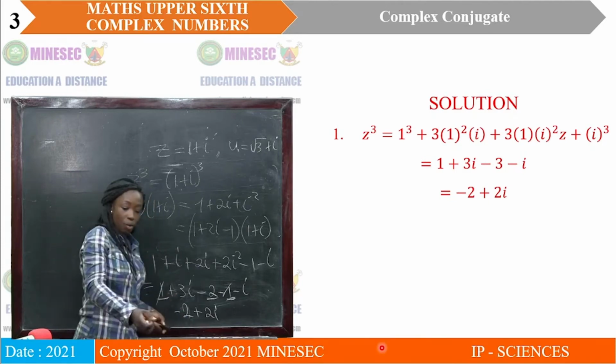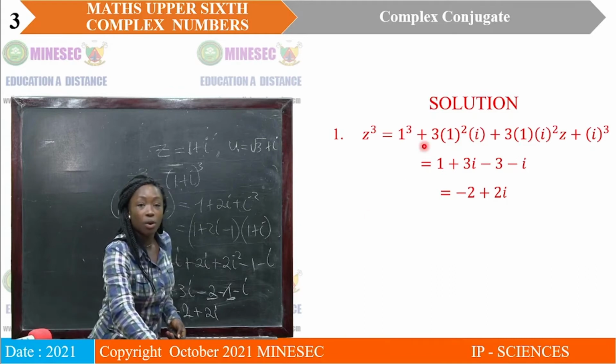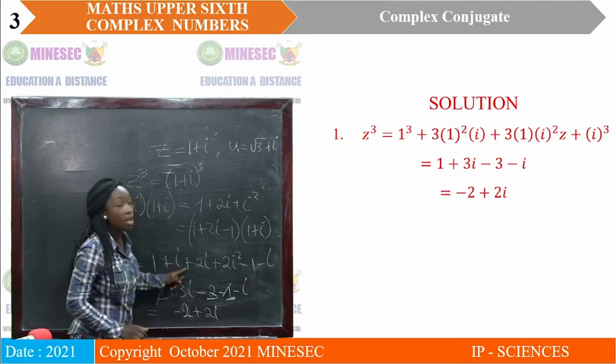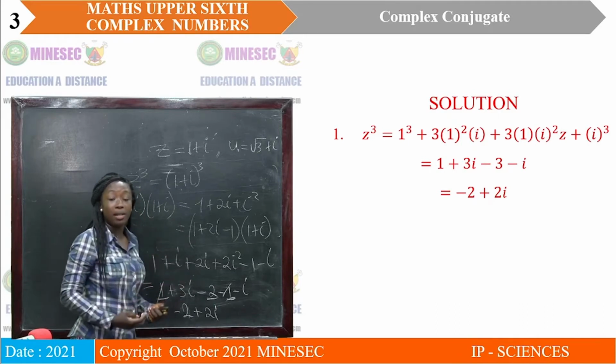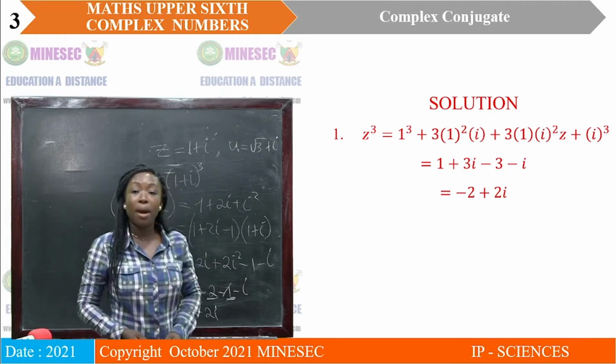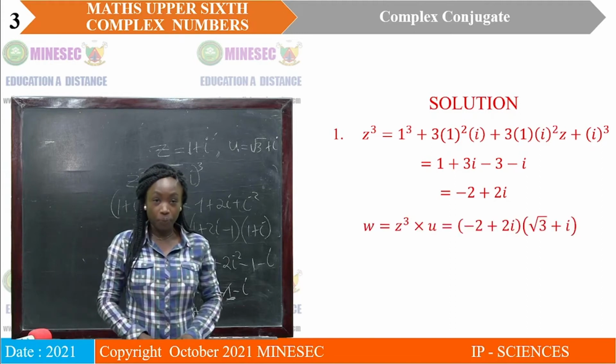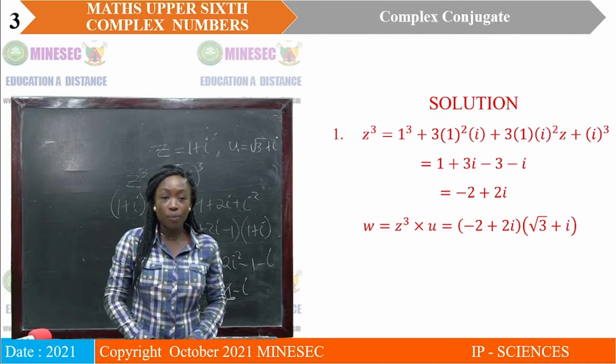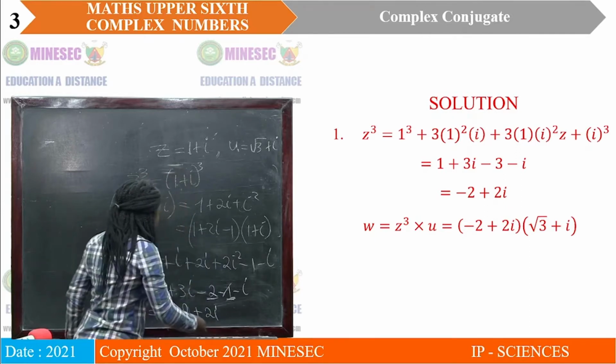The work I used on the slide there was the Pascal triangle to come up with it. And here is the traditional way of multiplying a binomial expression by another binomial expression. So W is given as Z cubed times U. So this is what we have.